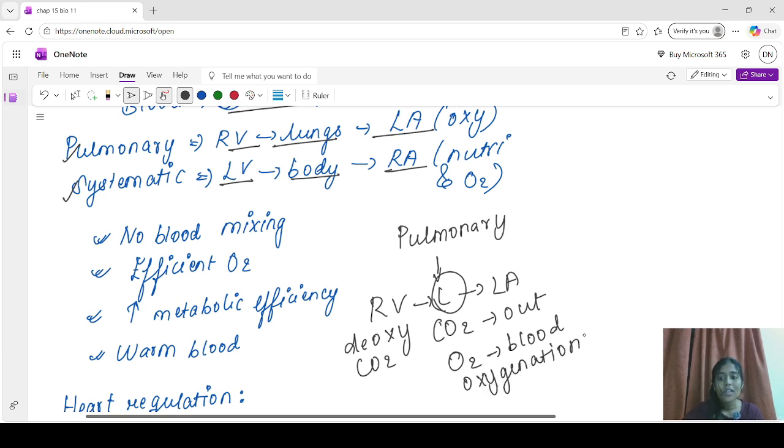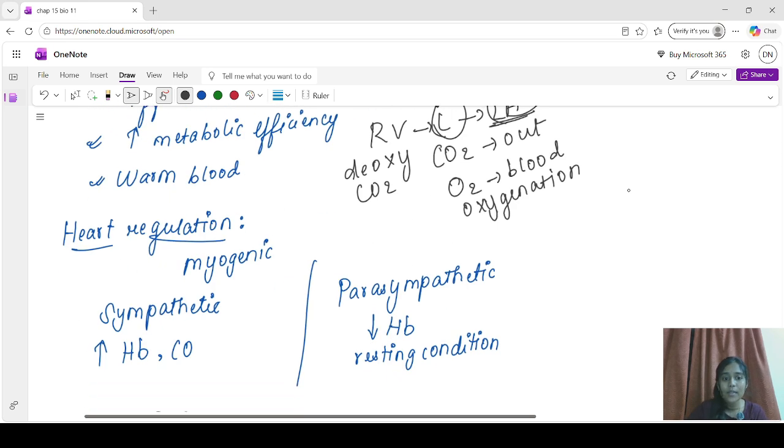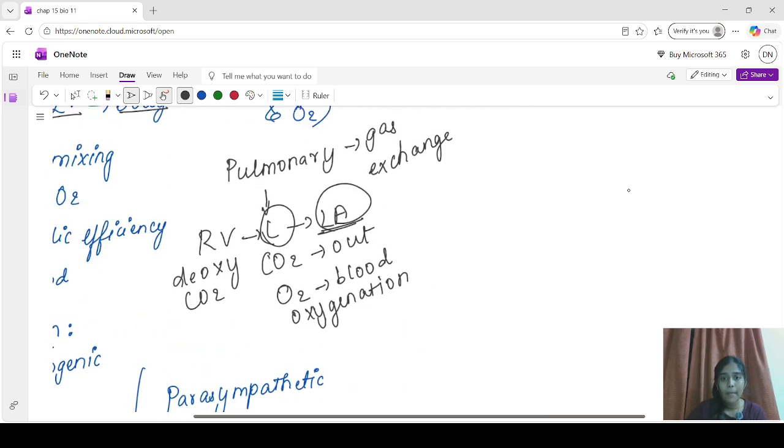And next, oxygenated blood will reach the heart. Which part of the heart? Left atrium. And now what is the purpose of pulmonary circulation? That is, to oxygenate the blood and remove the carbon dioxide. So pulmonary circulation mainly involves gas exchange. Okay, the next thing that we are going to see here is systemic circulation.